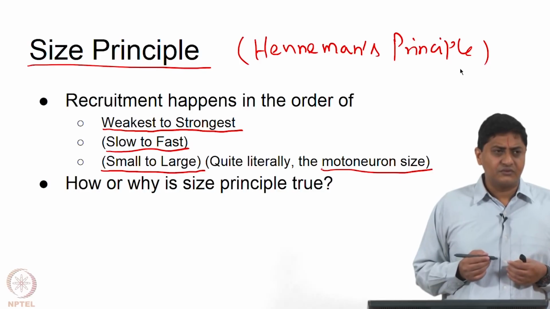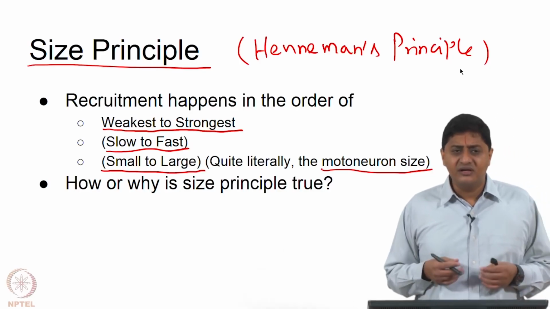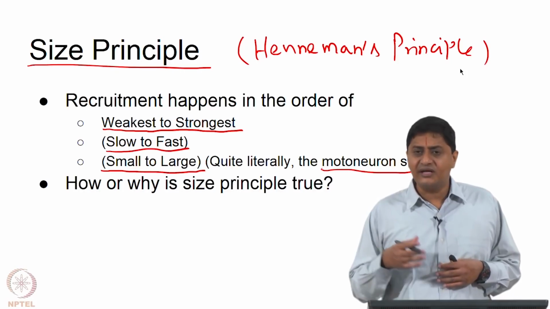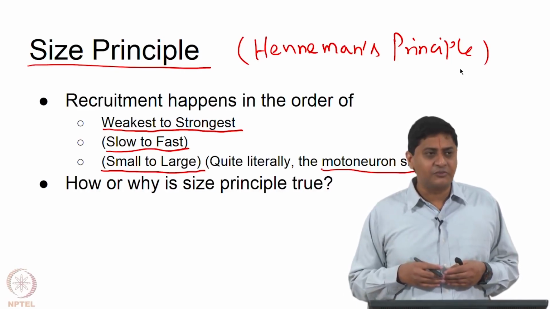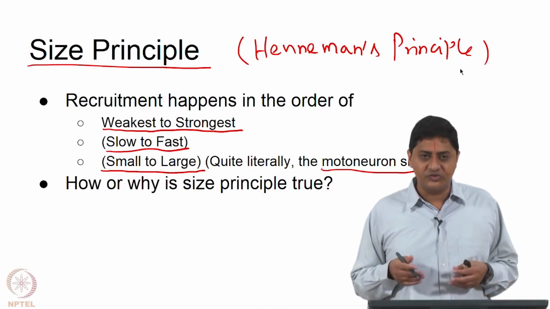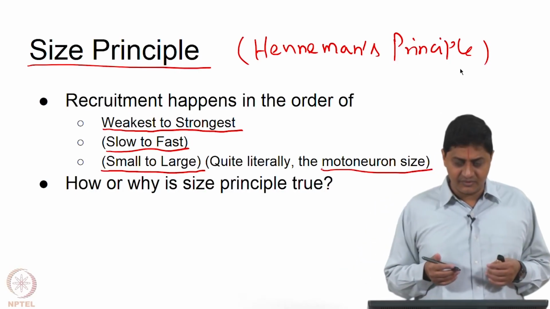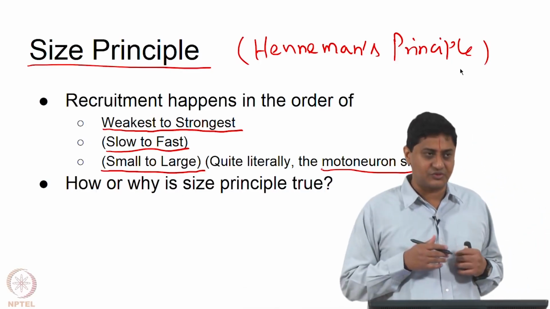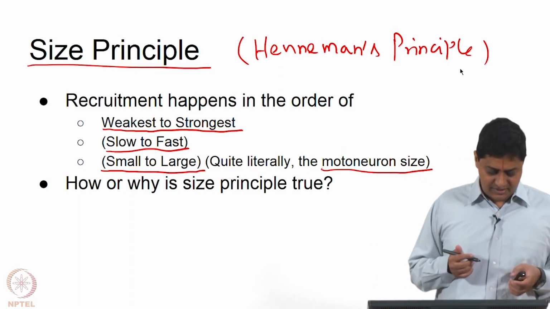Why is this true? Why should this happen this way? Suppose I want to produce, say, a given Newton of force, why not directly recruit the motor unit that produces that amount of force and leave all the others out? Why do I have to do this? Why does this principle hold true? That is one. And what is the mechanism that causes this to be true? These are the two questions that are there with us.